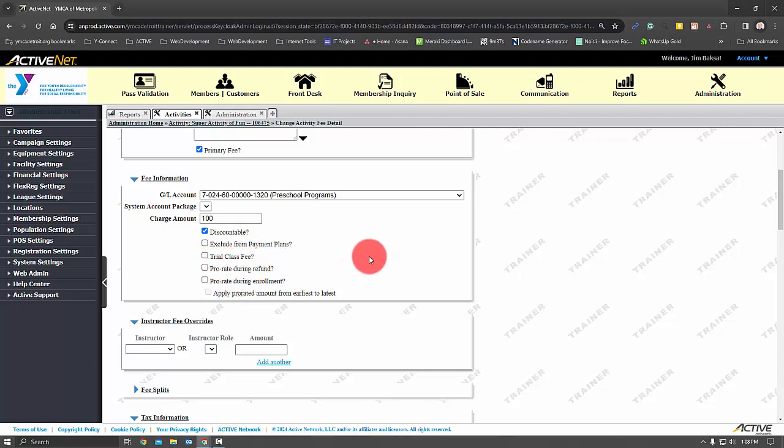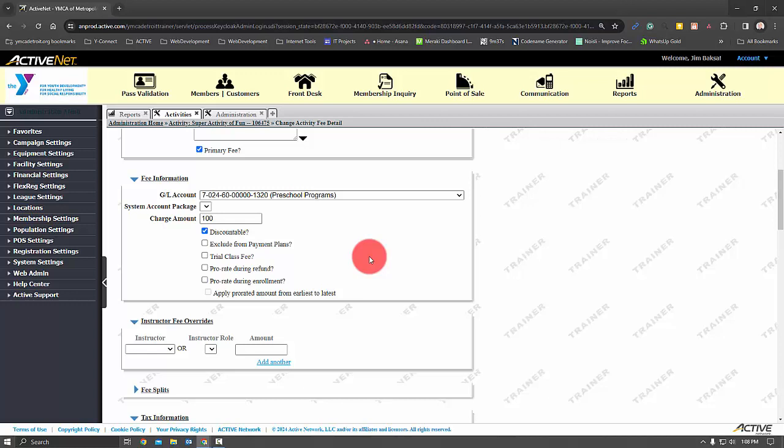Prorate during refund, and prorate during enrollment. Okay, so what do each of these mean? Prorate during refund says that if I'm 5 weeks into a 10-week class, if I withdraw that person from the class, is the system going to automatically generate the remaining balance?